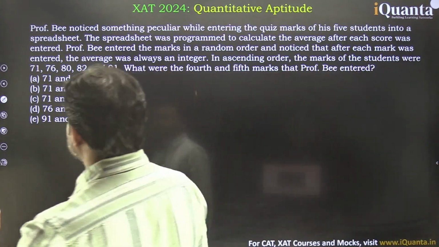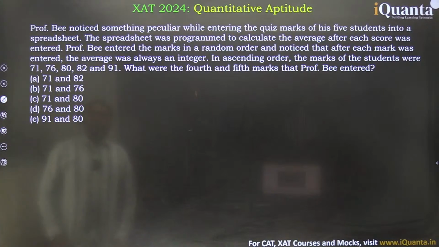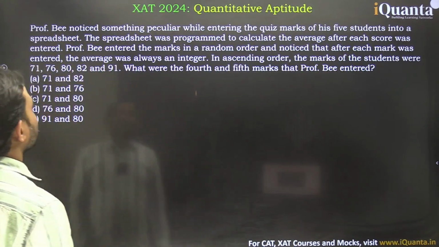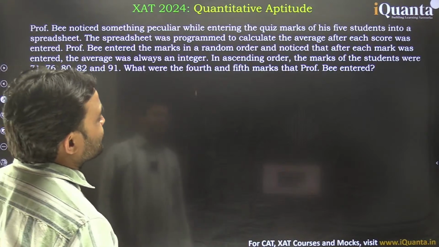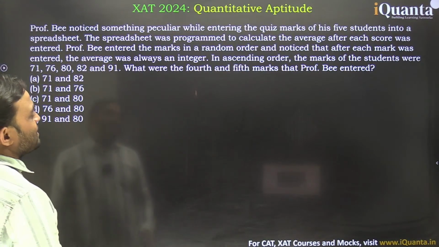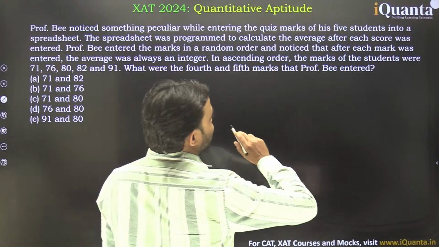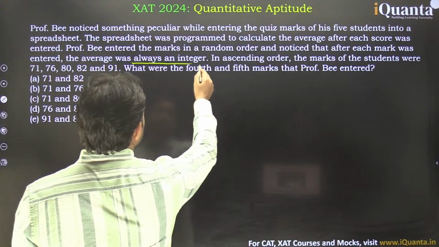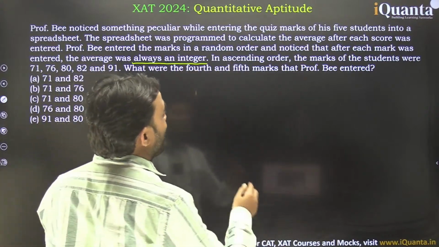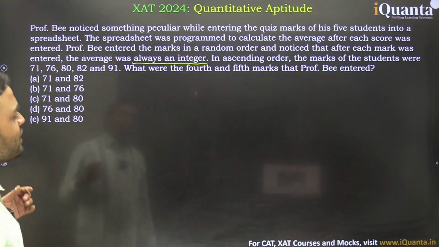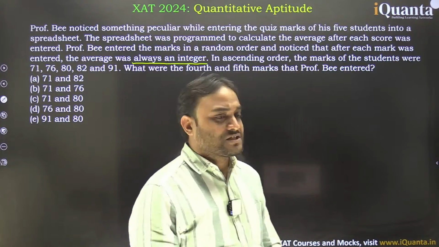Alright, let's discuss this one. It says Professor B noticed something peculiar while entering the quiz marks of his 5 students in a spreadsheet. The spreadsheet was programmed to calculate the average after each score was entered. Professor B entered the marks in a random order and noticed that after each mark was entered, the average was always an integer. These are the marks in ascending order. What were the 4th and 5th marks that Professor B entered?